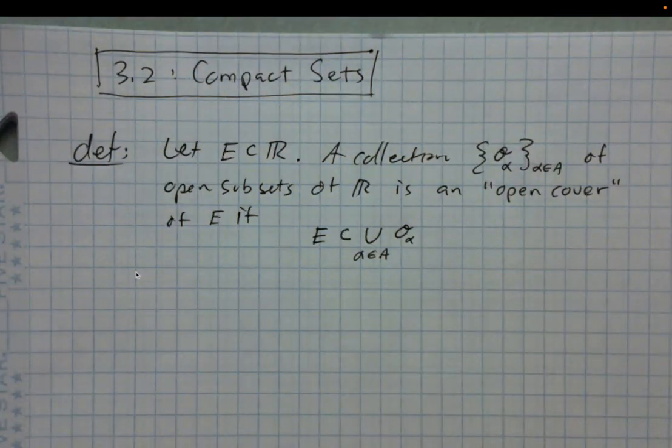Right? So if I take this collection of open subsets, O alpha, it could be infinite, could be finite. And if E is a subset of the union of all of these sets, then we call this collection an open cover.